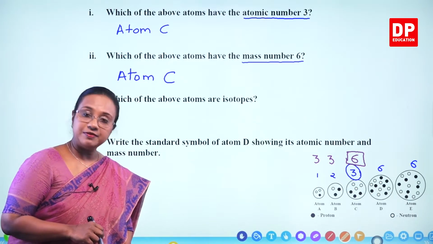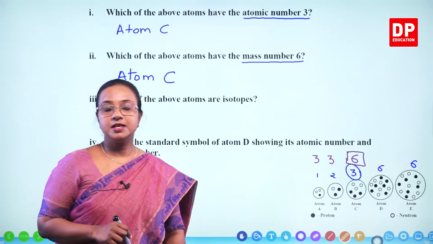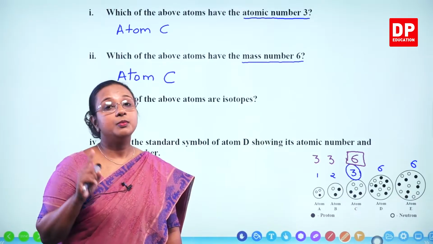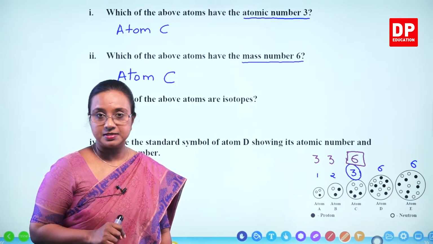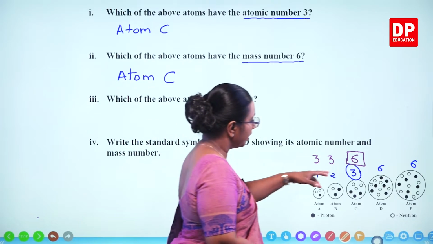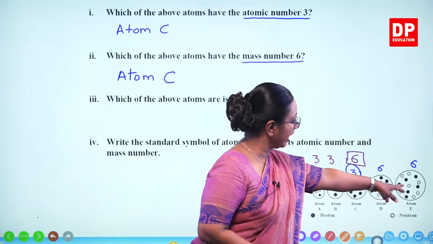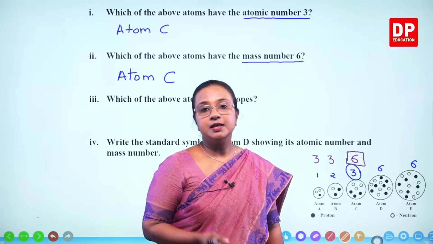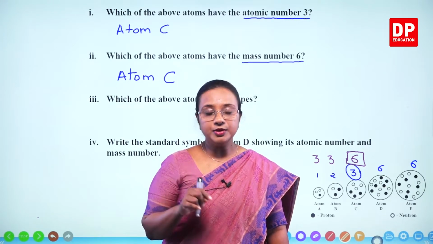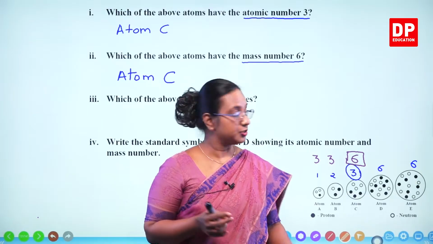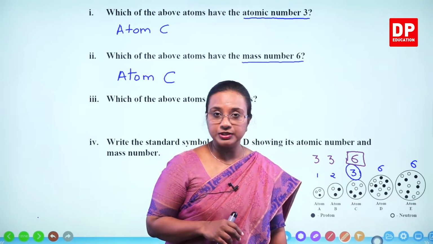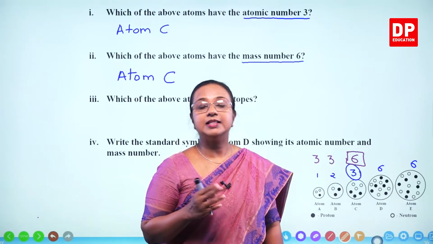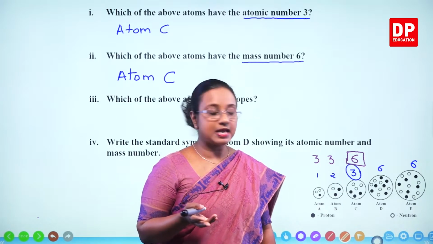So you know the definition for isotopes. These are atoms of the same element with different mass numbers. We have already found that both atom D and atom E have the same atomic number. Atomic number is a unique property for an element. So they both belong to the same element. Now we have to check whether they have different mass numbers.